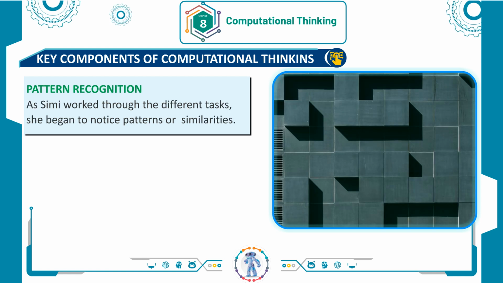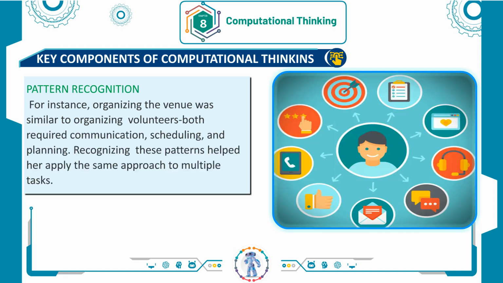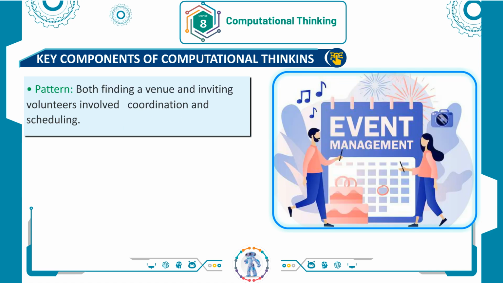Pattern recognition. As Simi worked through the different tasks, she began to notice patterns or similarities. For instance, organizing the venue was similar to organizing volunteers. Both required communication, scheduling, and planning. Recognizing these patterns helped her apply the same approach to multiple tasks.